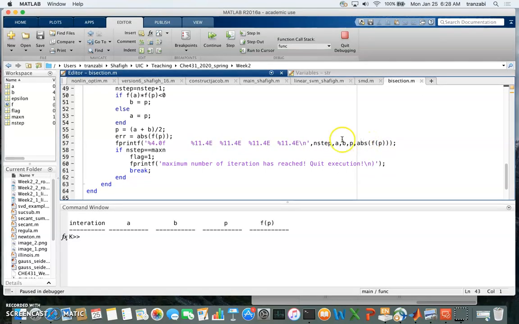Okay. In case we hit the maximum number of iterations before finding the root, we're going to have this error statement that the maximum number of iterations has been reached, and we're going to quit the execution because we don't want to run this forever. Otherwise, you're going to kill your laptop.